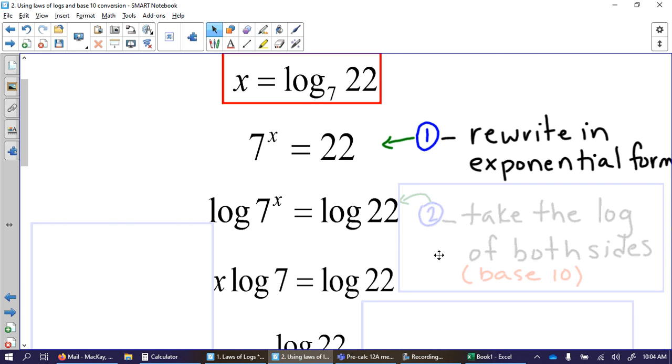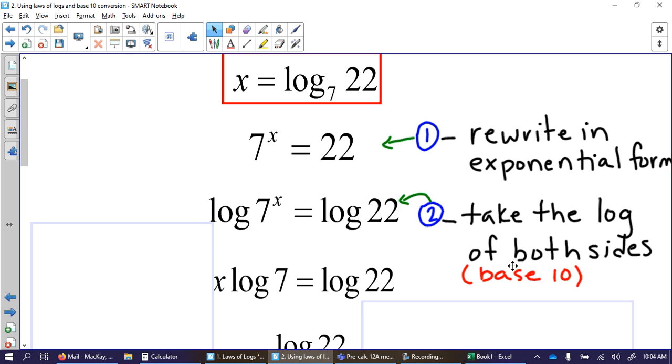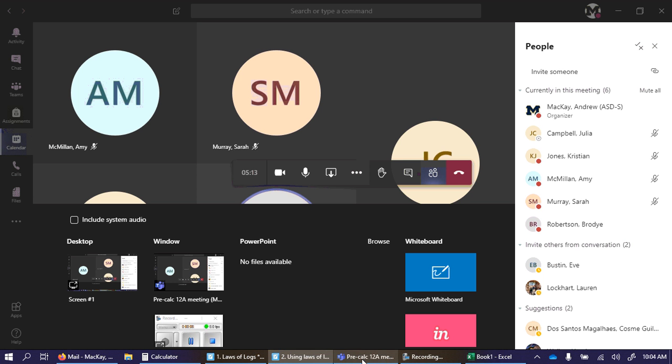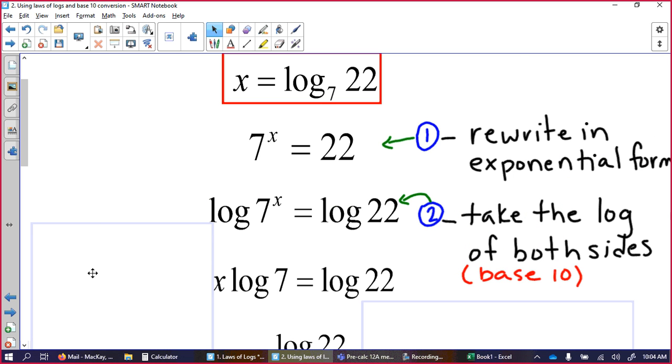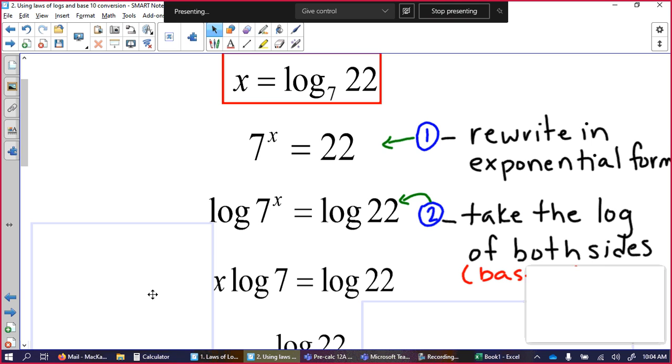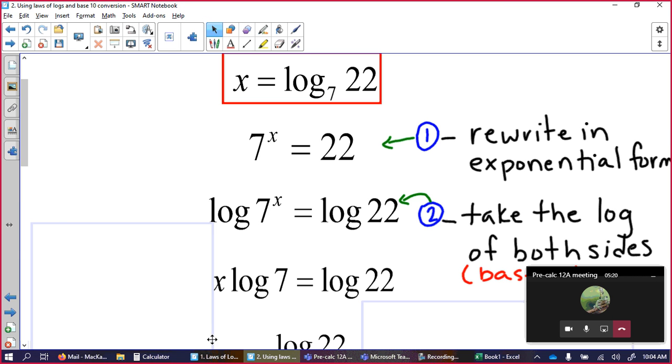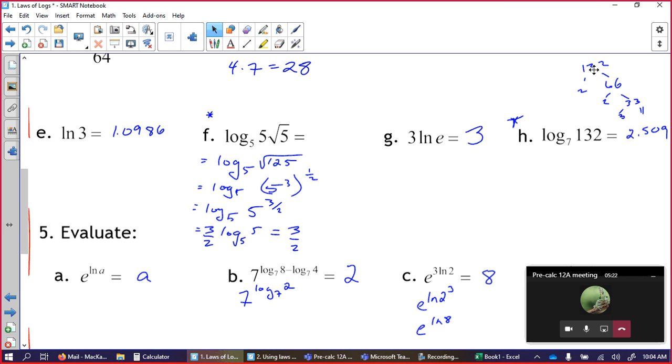Then we log both sides because, I can't see the screen. What? Did I not share it? Ah, sorry. All right, no, that's my fault. This is what I was talking about. The 132 is 2 times 2 times 3 times 11. I can't do the log base 7 of that.